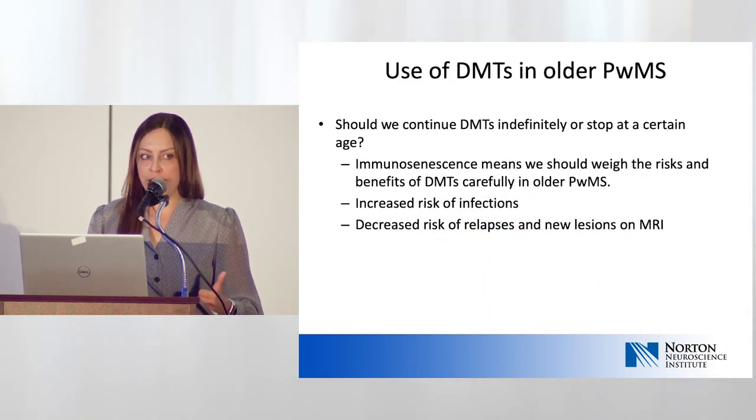And this is the hot topic in MS right now, or one of the hot topics, which is the use of medications to treat MS, the disease-modifying therapies, in older people with MS. And this is important because of immunosenescence. So we know as people age, they're less likely to have inflammation or activity we can see in the brain and relapses, and they may be more likely to have infections. And that means we need to really weigh the risks and benefits of using disease-modifying therapies carefully in older people with multiple sclerosis.